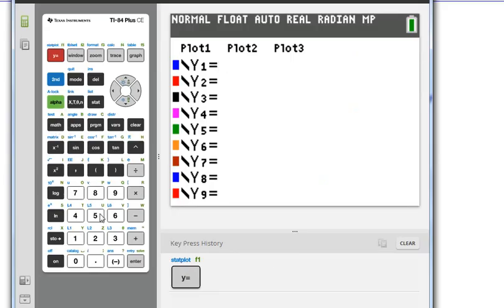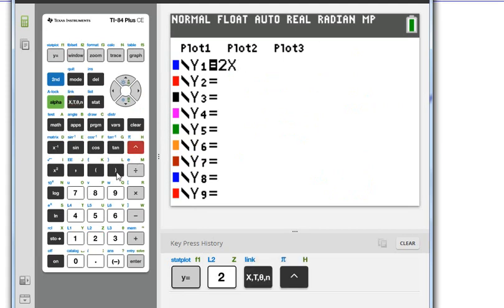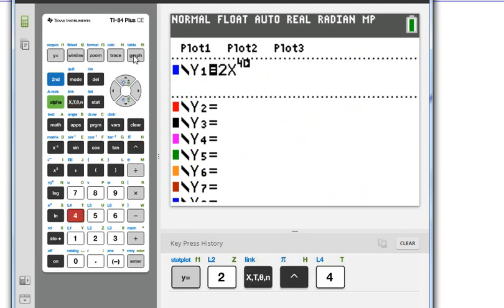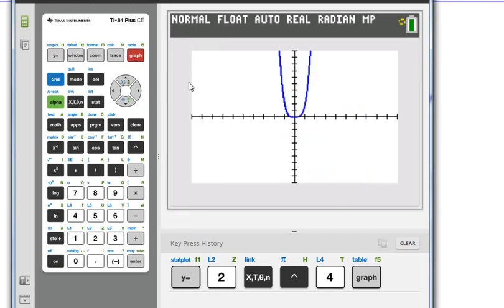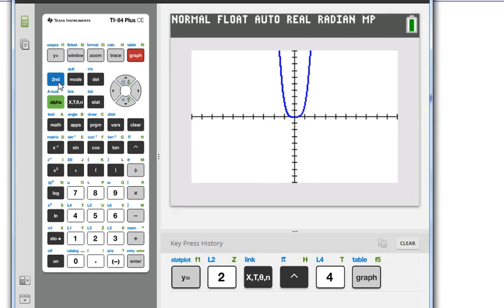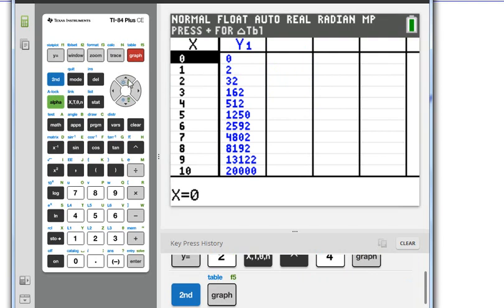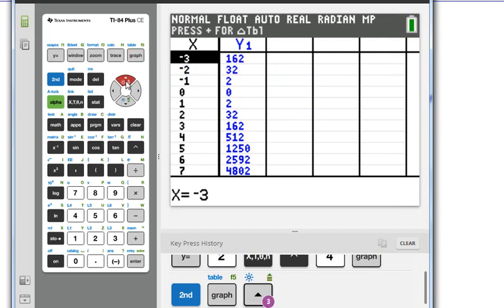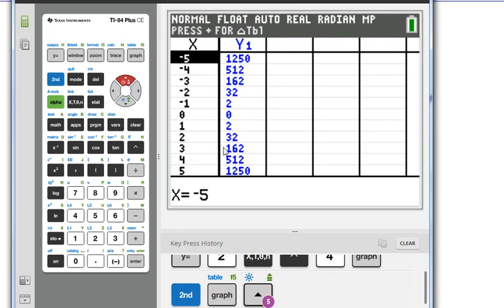So we put in 2x to the fourth power, and we graph the function here, and this is what it looks like. So it's kind of like a parabola but smashed a little bit flatter against the x-axis. Well, we're going to go to the table view and press second graph, and what I want to do is come right here to where we see 0 right in the middle.